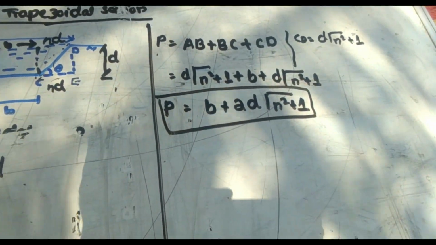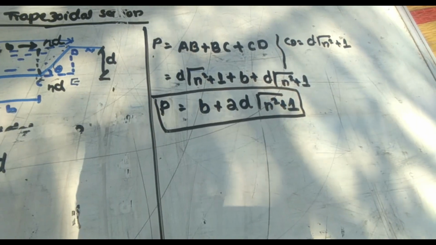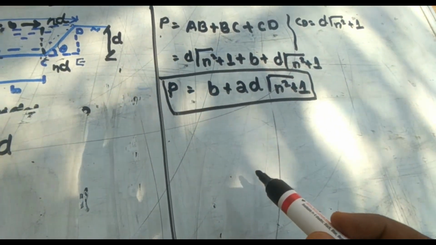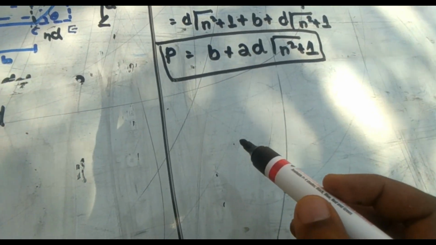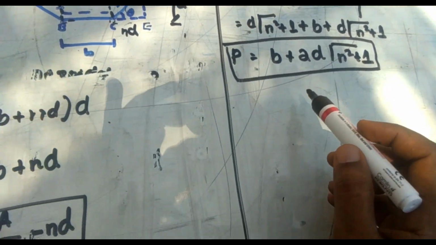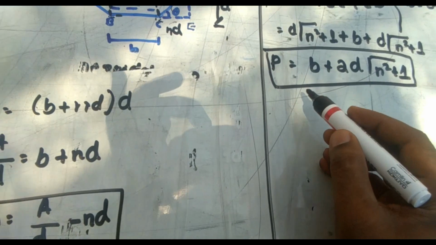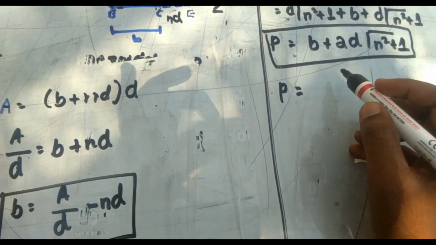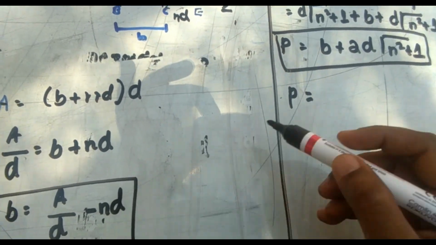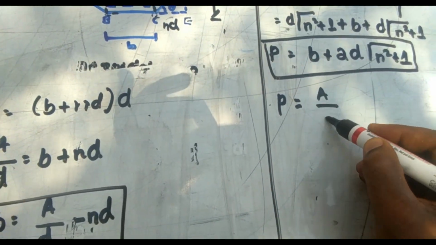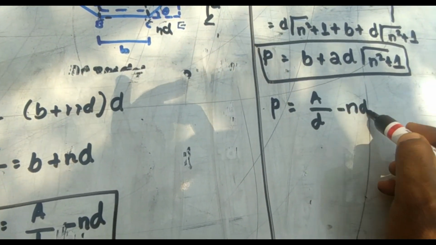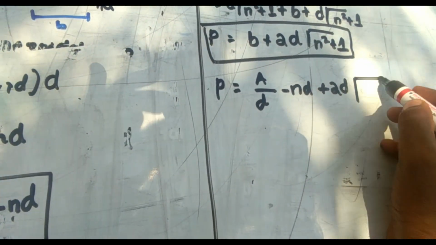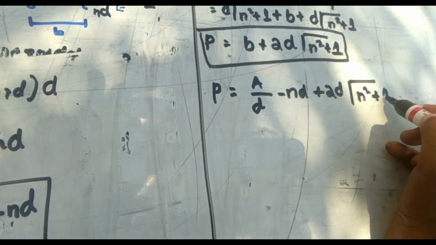P is equal to b plus 2d root of n square plus 1. So here we have the equation for b. We know the equation: A is equal to (b plus nd) into d, so b is equal to A by d minus nd. Instead of b here, I will write A by d minus nd plus 2d root of n square plus 1.